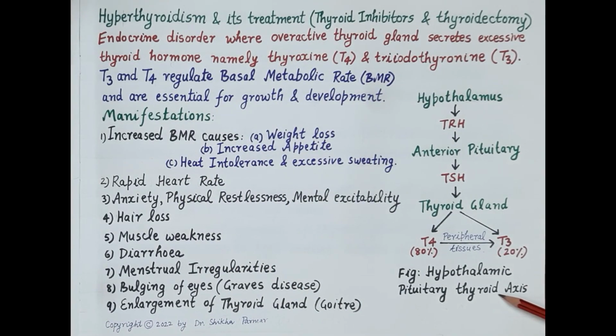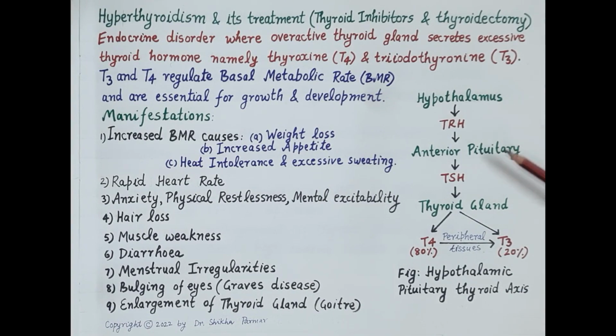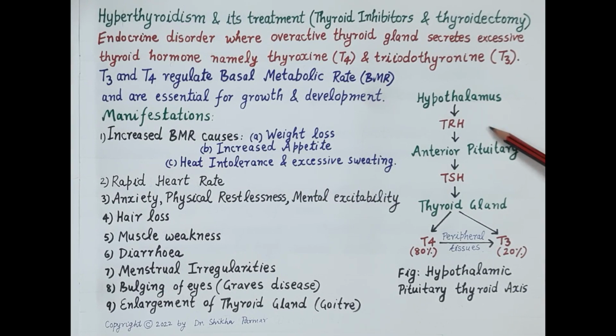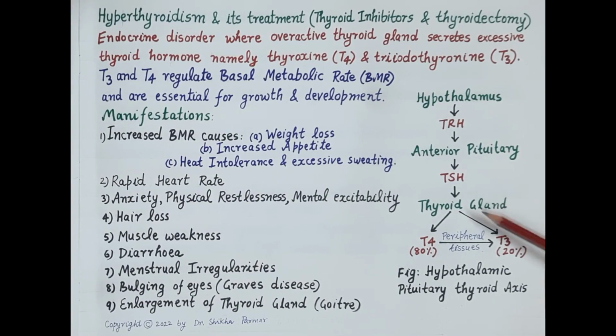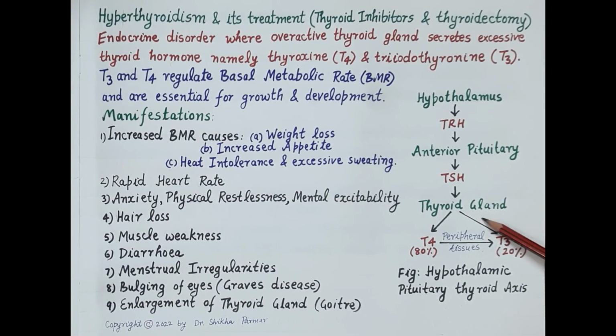Now look at this figure. It depicts hypothalamic pituitary thyroid axis. Hypothalamus is located at the base of brain. It secretes TRH, thyrotropin releasing hormone. TRH stimulates anterior pituitary to secrete TSH, thyroid stimulating hormone. TSH further stimulates thyroid gland to secrete T4 and T3.